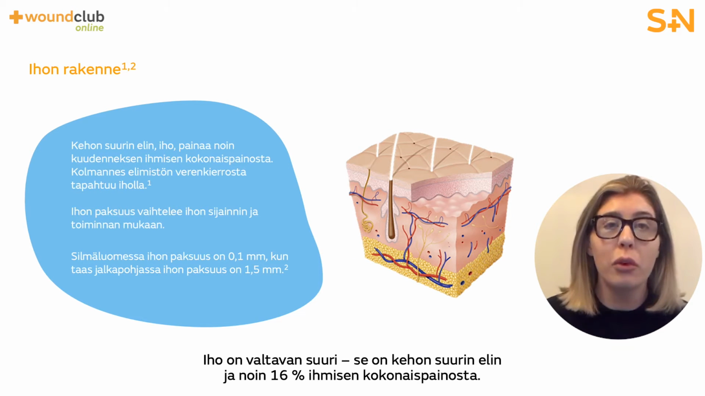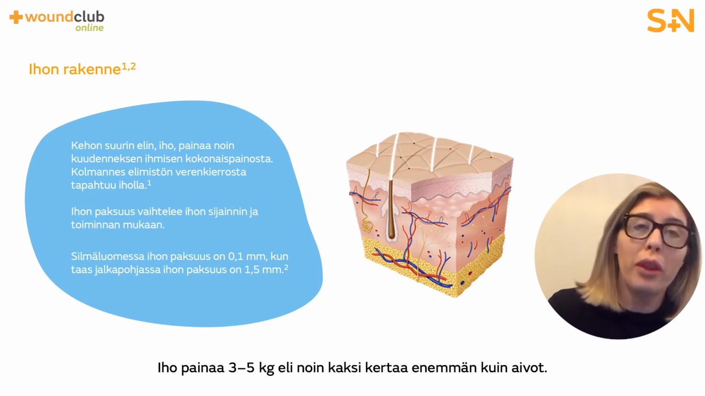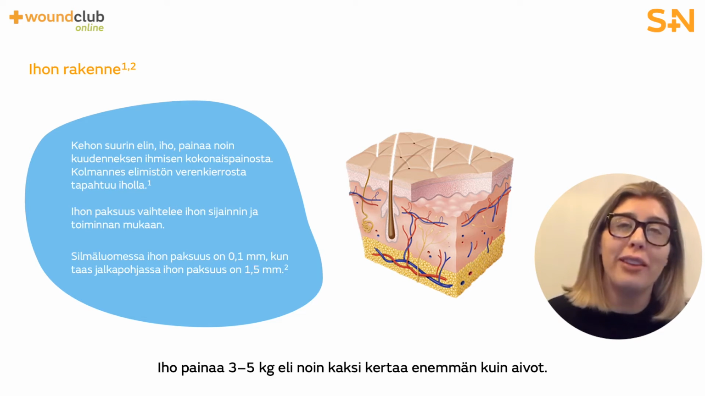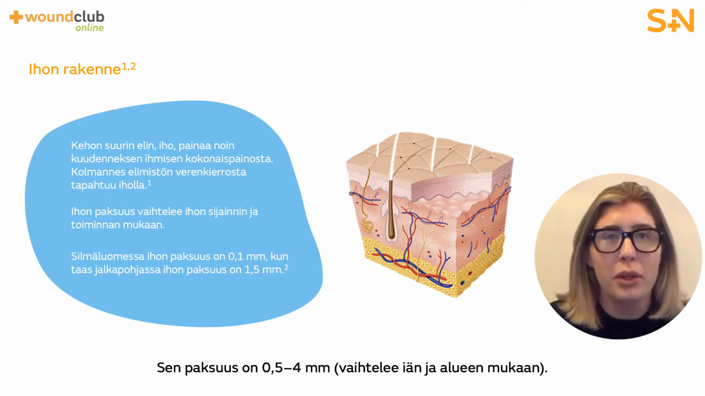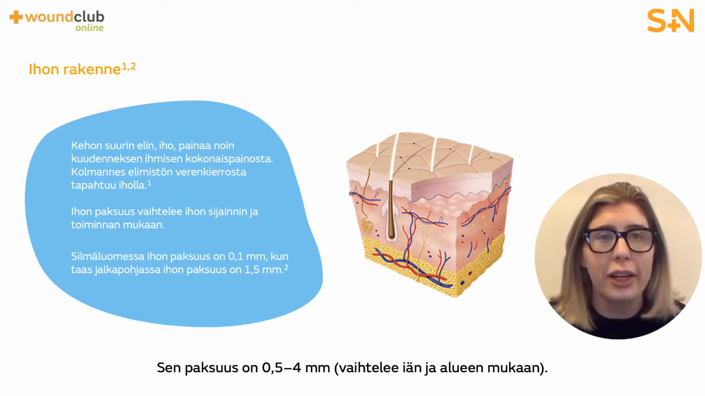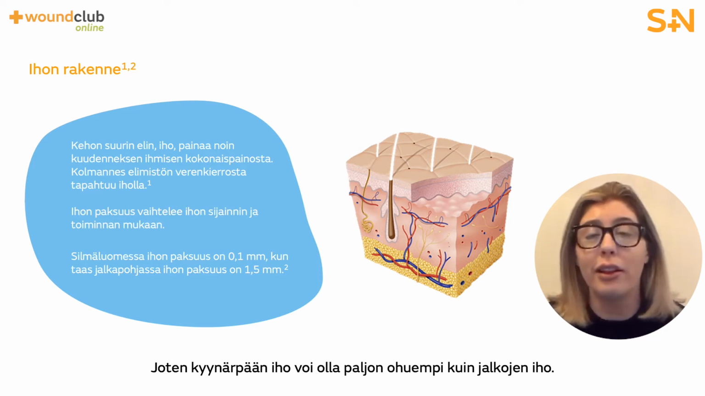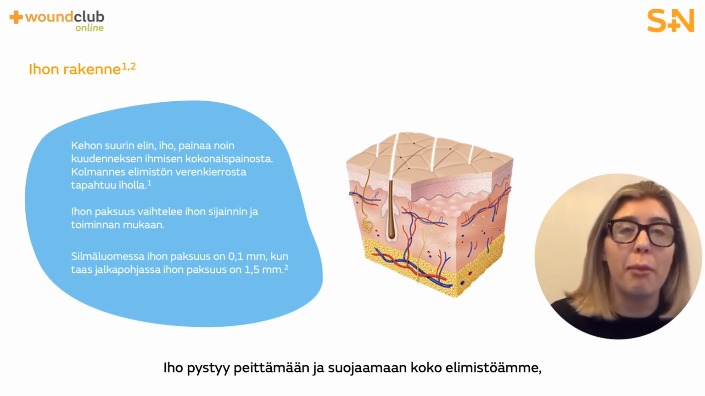The skin is huge. It contributes to around 16% of our entire body weight. I don't know about you, but I found that really surprising. With a weight of approximately 3 to 5 kilograms, which is twice as much as our brain, and with a thickness of 0.5 millimeters to 4 millimeters, which obviously varies on age and area. So the skin on our elbow might be a lot thinner than the skin on our legs.